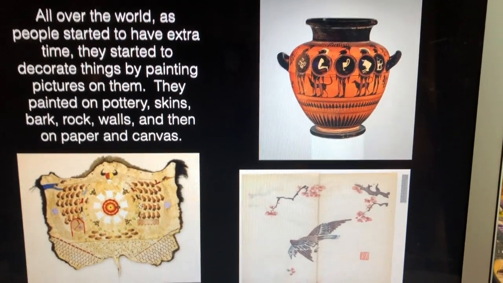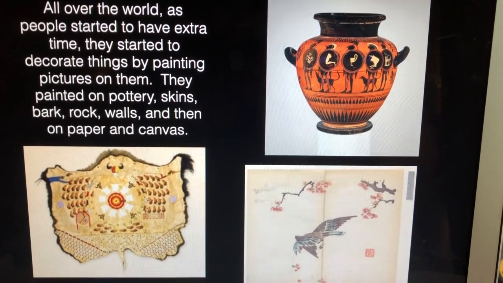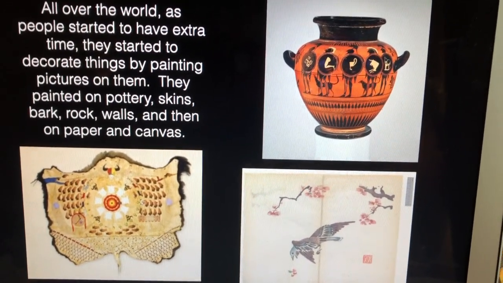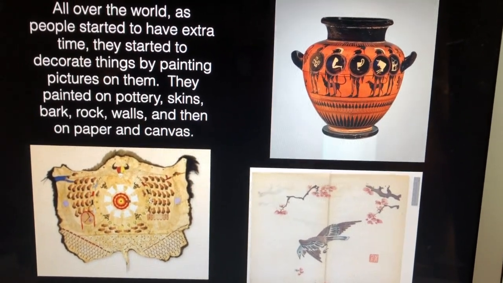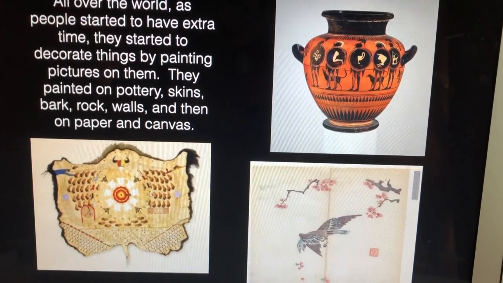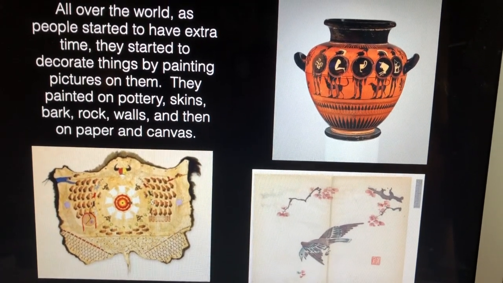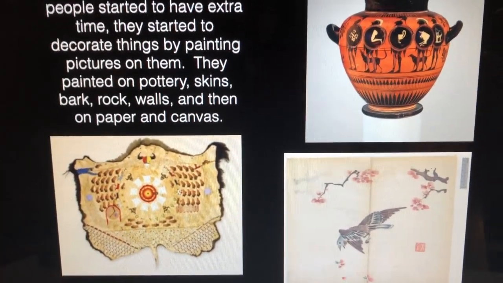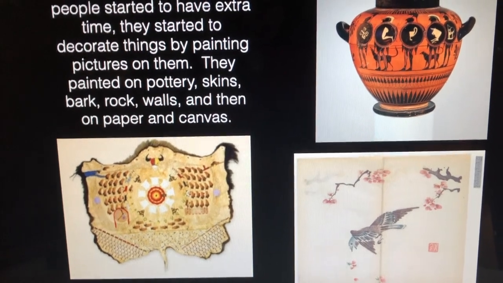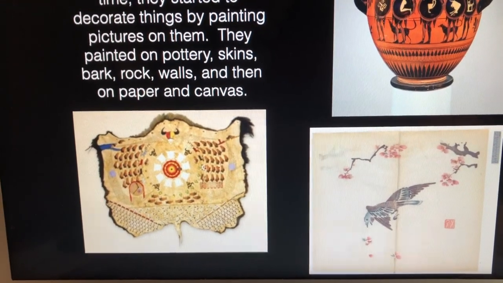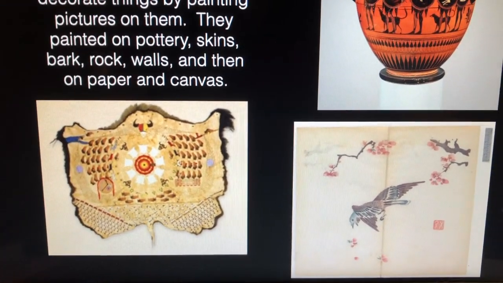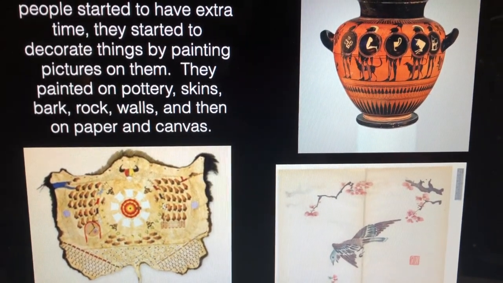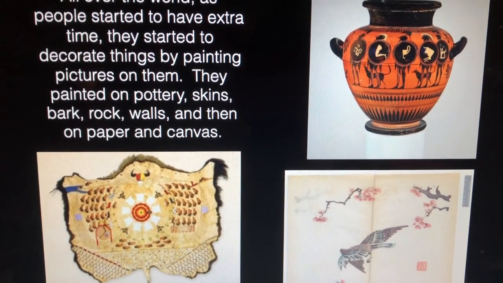All over the world, as people started to have extra time, they started to decorate things by painting pictures on them. They painted on pottery, skins, bark, rock, walls, and then on paper and canvas. And here's some examples of ancient artwork. This is on skin down here in the corner. And then this is maybe on some cloth down there at the bottom, that Asian looking one. And then of course that top one is a Greek pottery example.